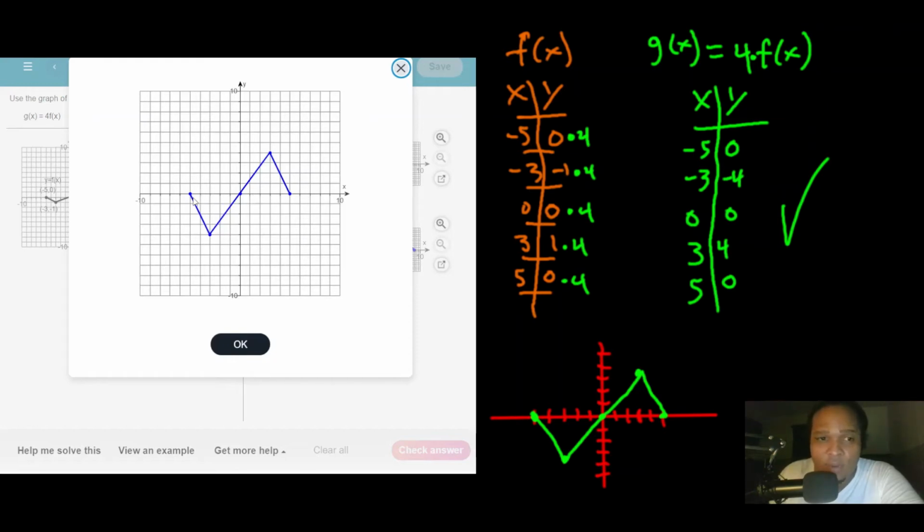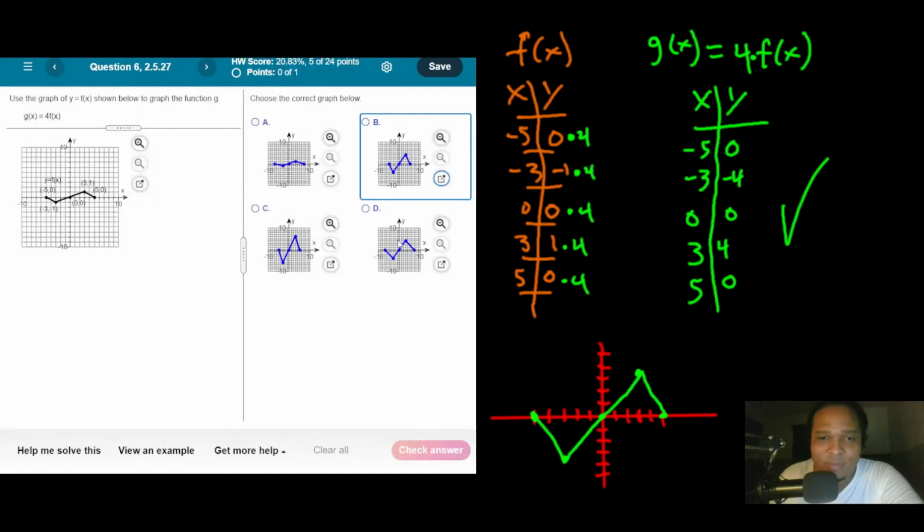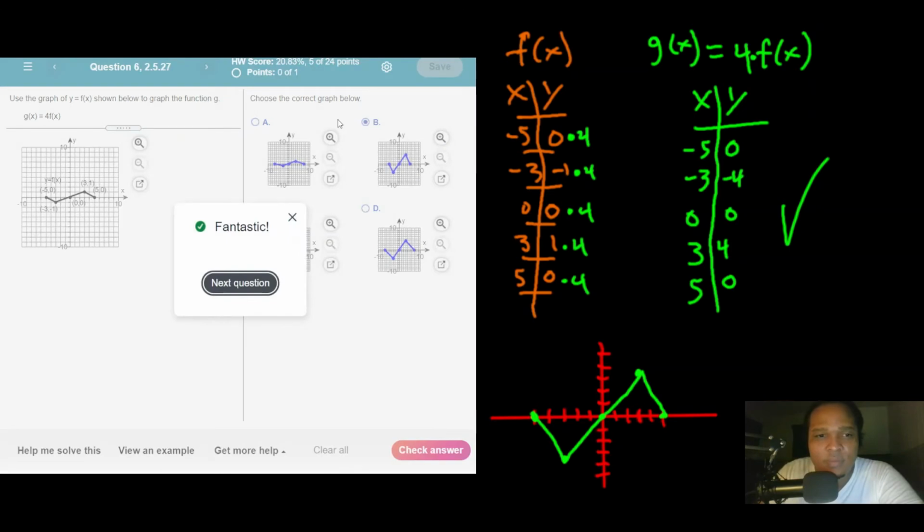So we have negative 5 comma 0, bam. We have negative 1, 2, 3, and then negative 4. Got it. We have 0 comma 0. Yeah, it's got to be it. We have 3 comma 4. Got it. And we have 5 comma. Yep, that's it. This is B, my friends. Fantastic.